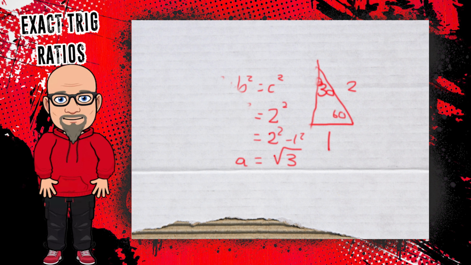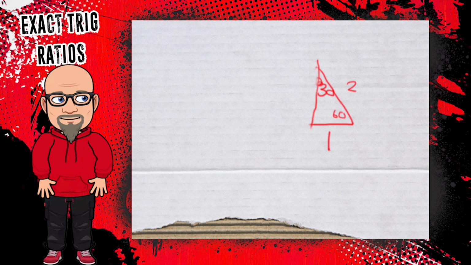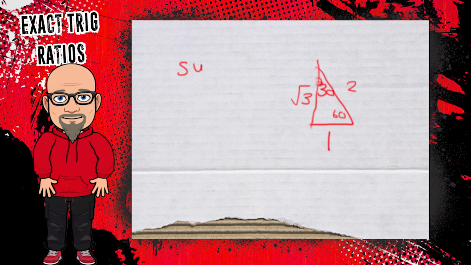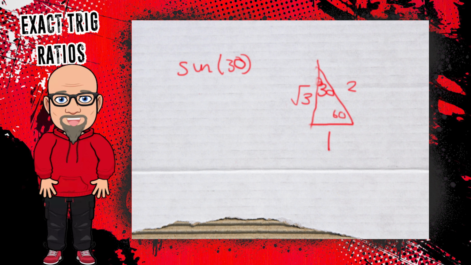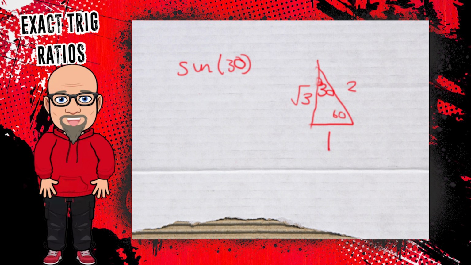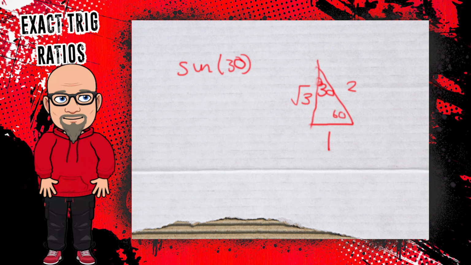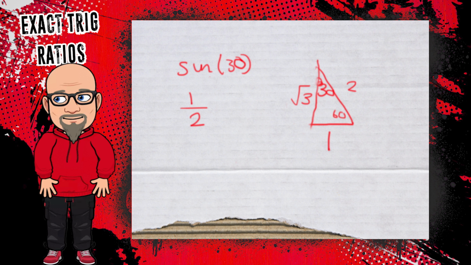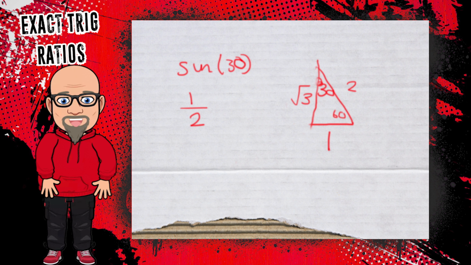Let's get rid of these, and let's have a look now. So that length there is root 3. If I'm looking for sine 30, sine 30 is going to be opposite over hypotenuse. The opposite in this situation is 1, and that's over the hypotenuse, which is 2. So you can see that sine 30 is equal to a half. Let's hold on to that, and let's go back to our original question.